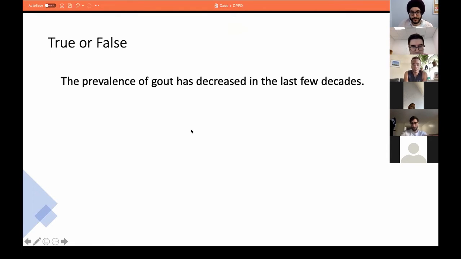Absolutely, yes. So it's false. The prevalence has increased, and why has it increased? Metabolic syndrome, right? It's on the rise. The population is getting elderly, right? So all those things contribute to rising prevalence of gout. There is definitely association with metabolic disorders. So just something to be aware of.